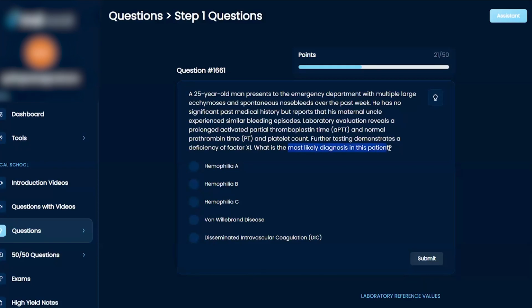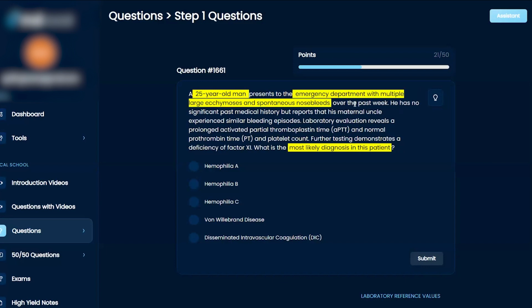What is the most likely diagnosis in this patient? Hemophilia A, B, C, von Willebrand disease, or DIC? A 25-year-old man presents to the ED with multiple large ecchymoses and spontaneous nosebleeds over the past week. He has no significant past medical history, but reports that his maternal uncle experienced similar bleeding episodes.